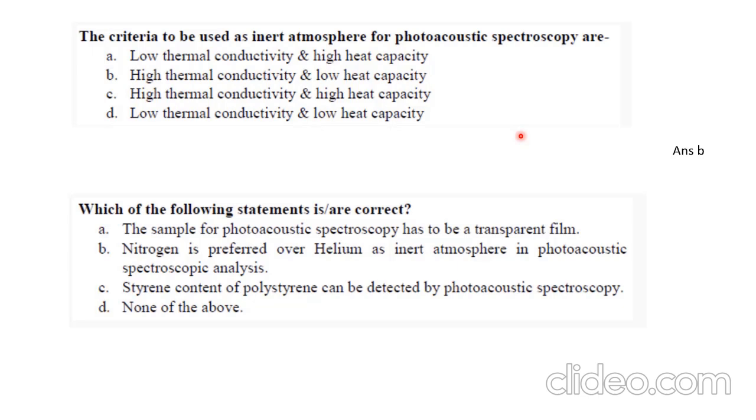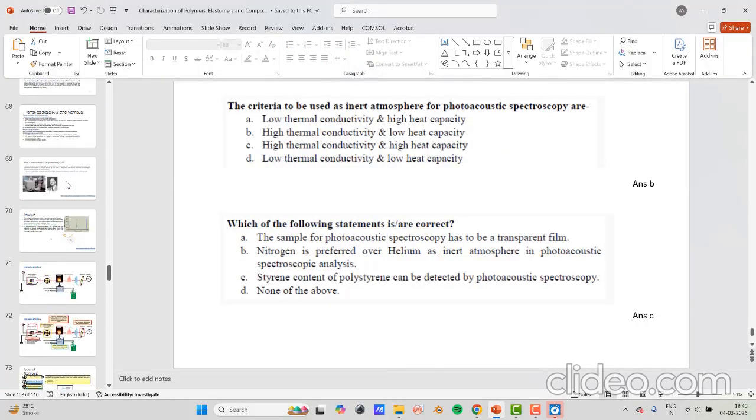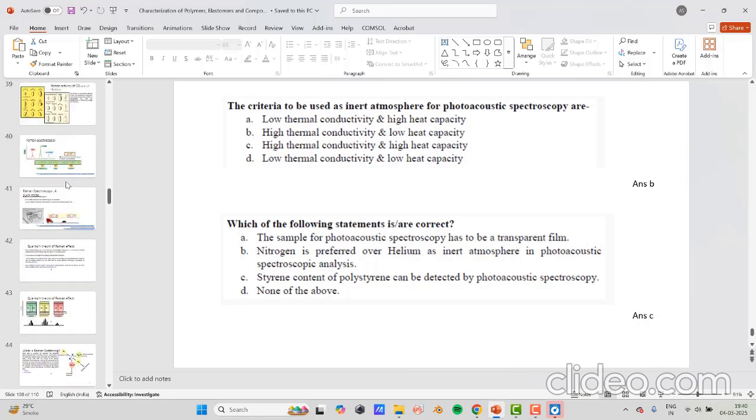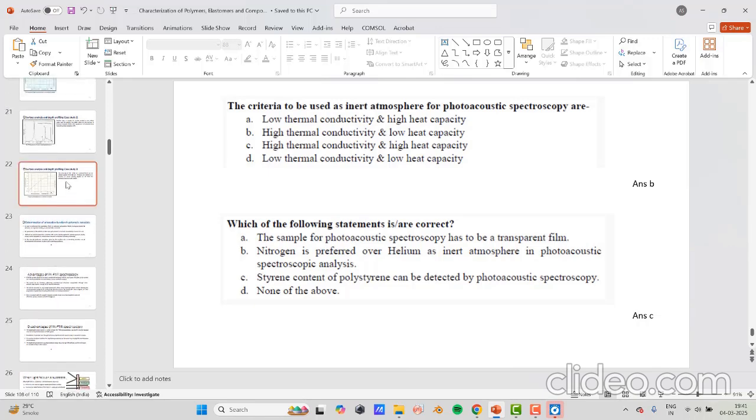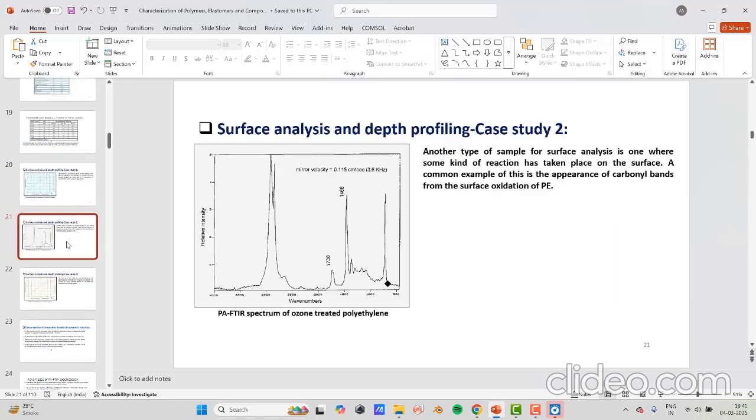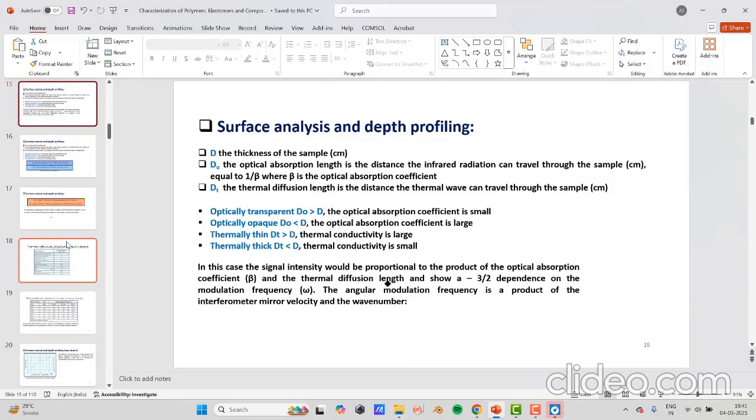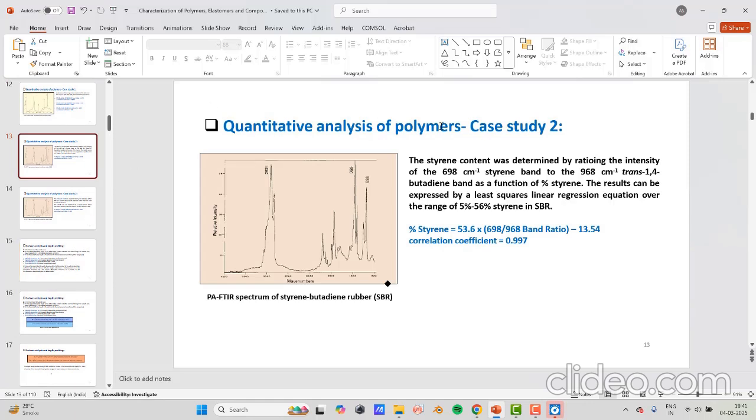No, it is C. We can check the styrene content. I have talked about it in my slides. Yeah, here. So here is the styrene content. I was talking about this.